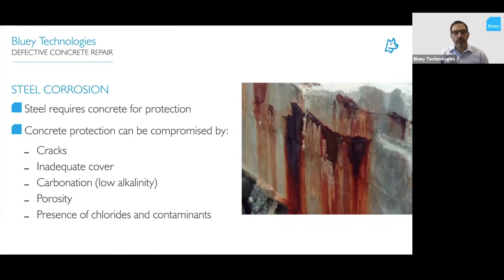And this can happen because of cracks occurring in the concrete, or inadequate cover, so if your steel reinforcement is too close to the surface. It can also be carbonation, which attacks the concrete and reduces the alkalinity, porosity in your concrete, or even just the presence of chlorides and other contaminants. So in a marine structure, those chlorides from the seawater will migrate and attack the steel and create corrosion.